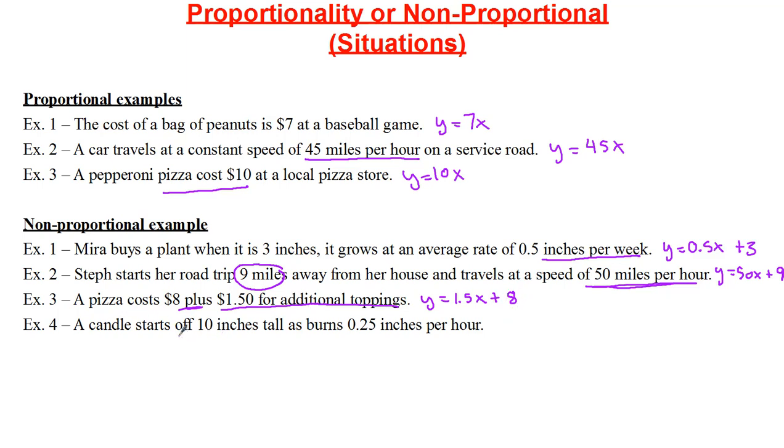A candle starts off at 10 inches tall and burns 0.25 inches per hour. So this is my variable. It's going to change depending on the hour. So y is equal to, this is negative because it's getting smaller, it's burning, negative 0.25x plus 10 because it starts off at 10. If I wanted to as well, I could have written it this way: 10 minus 0.25x.